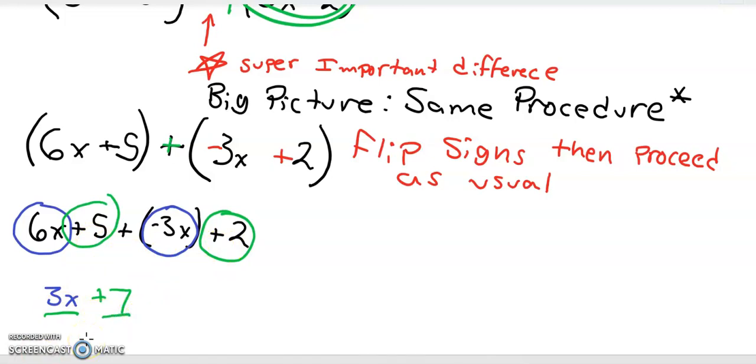Okay? So in a lot of respects, it is exactly the same thing. You just have to make sure that you make that change. It becomes addition from subtraction, and then we flip-flop the signs of everything in those parentheses. If it was positive, like here, it becomes negative. If it was negative, like here, it becomes positive. And then you just combine like terms and pull it all together.